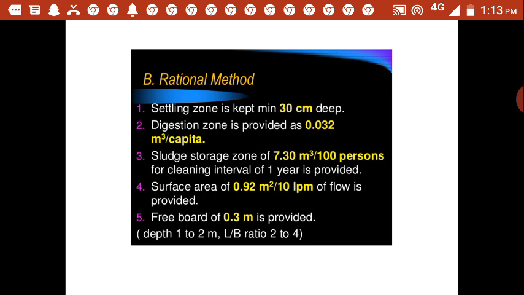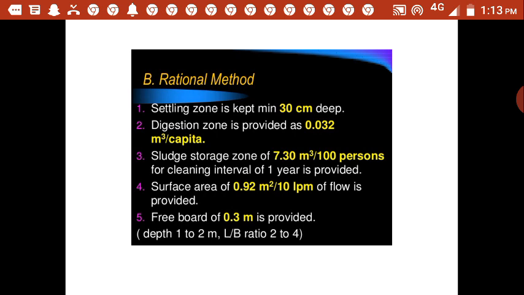Then near to the scum zone, what I have highlighted previously, it will be provided as 0.032 meter cube per capita. Means that much space should be provided per person. It depends on the per person. This is a rapid or the rational designing process of the septic tank.